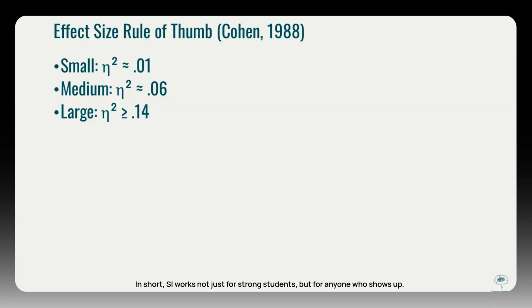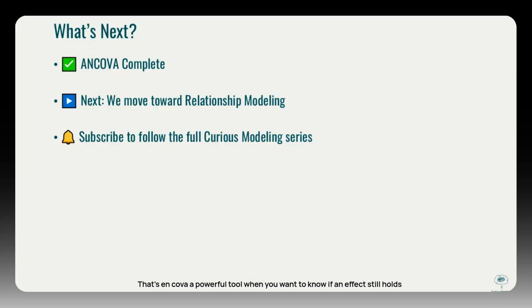In short, SI works, not just for strong students, but for anyone who shows up. That's ANCOVA, a powerful tool when you want to know if an effect still holds after controlling for another variable. In this case, we saw whether supplemental instruction improves GPA beyond what ACT scores already predict. Next up, we'll move from group comparisons to relationships between continuous variables as we dive into correlation analysis.